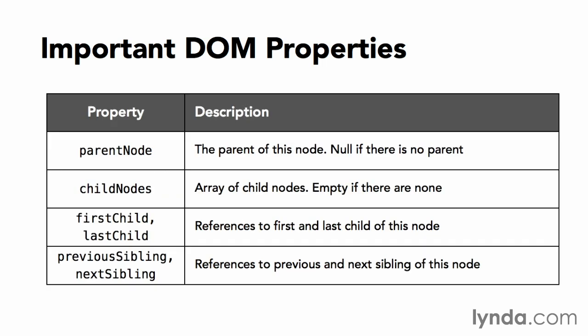There are properties also for accessing the family relationship of nodes. So for example, if you have a node and you access the parent node property of that node, then that gives you the parent of the node that you're looking at. If there isn't one, for example, if you're already at the document root, then the value is null. There's a child nodes array, which lists the child nodes of the current node. And again, if there aren't any, then it's just an empty array. You can also ask for a node's first child and last child. You can also ask for its previous sibling and next sibling.